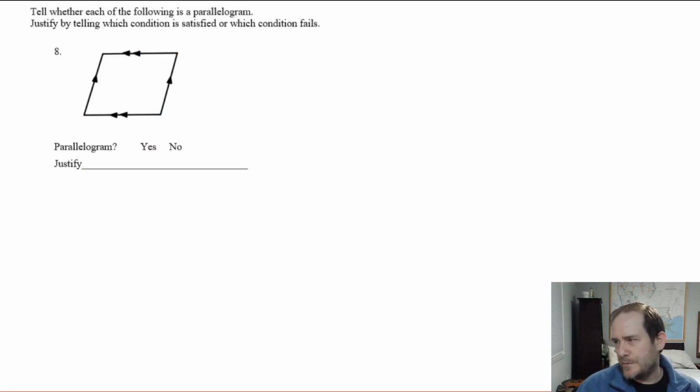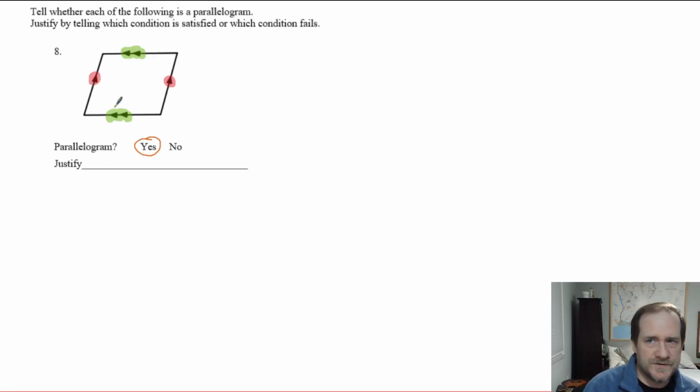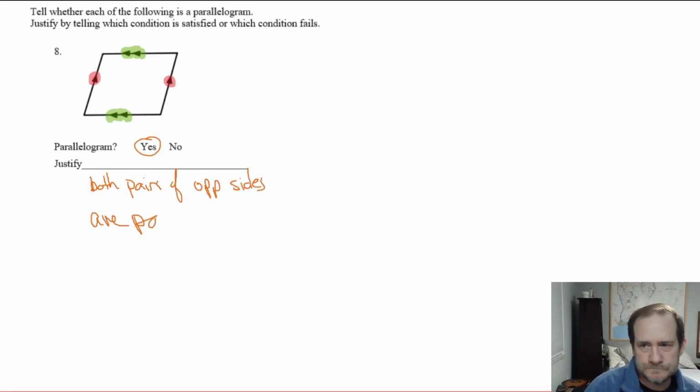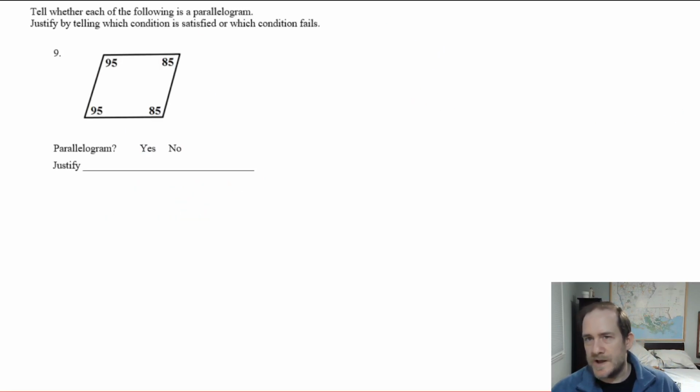All right, number 8 is kind of a no-brainer, as long as you remember what these symbols mean. Those little arrows mean that those sides are parallel. And these double arrows mean that these sides are parallel. So I'm not going to spend a lot of time on this one. Are we a parallelogram? Yep. That's literally the definition of a parallelogram, to have your opposite sides parallel. So our justification is both pairs of opposite sides are parallel. That's it, man.